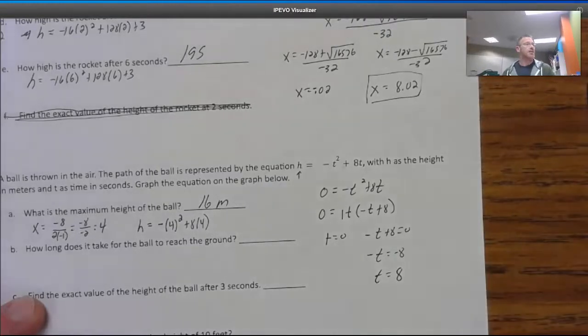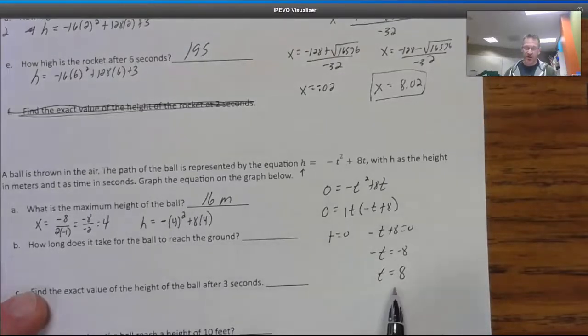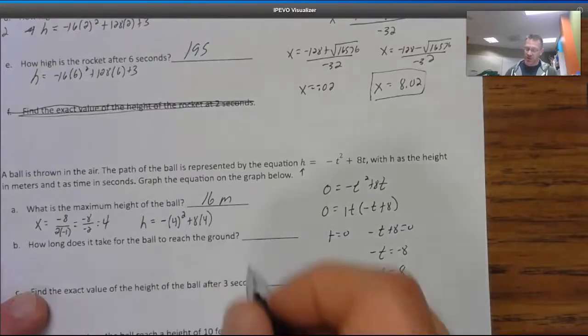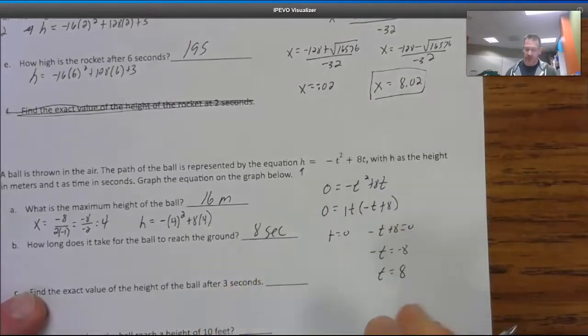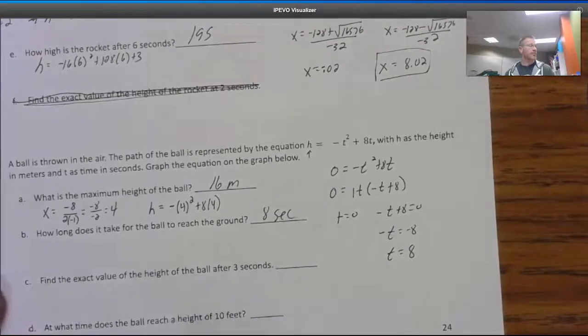So how long does it take for the ball to reach the ground? Well, it looks like it started on the ground. Maybe somebody's laying on their back and throws it up, but then it hits the ground after 8 seconds. So how long is it in the air? How long does it take for it to reach the ground? It takes 8 seconds.